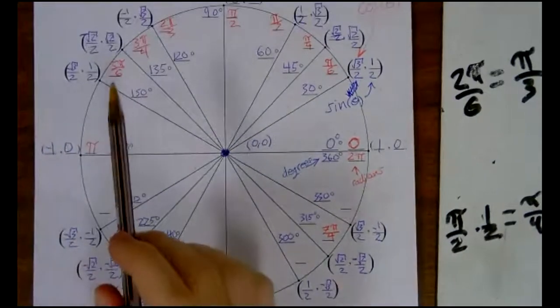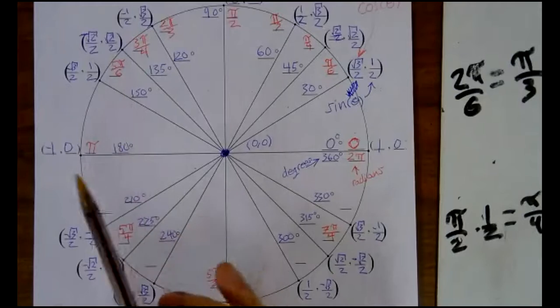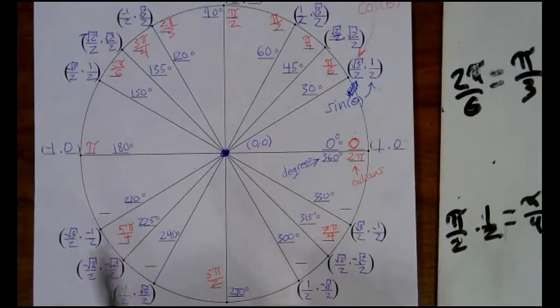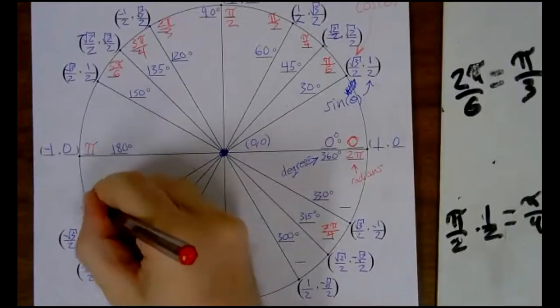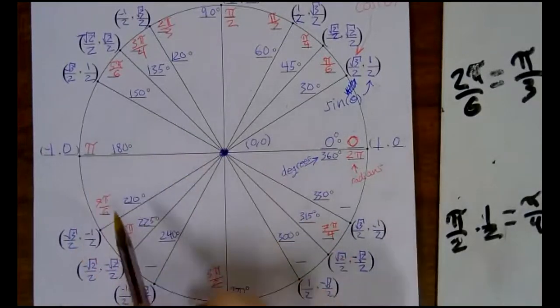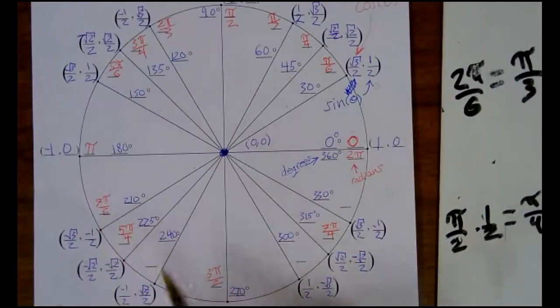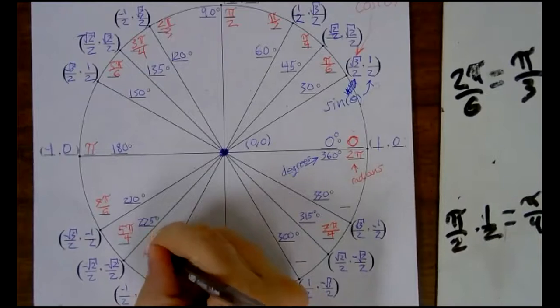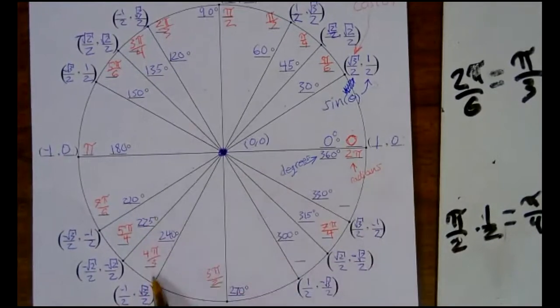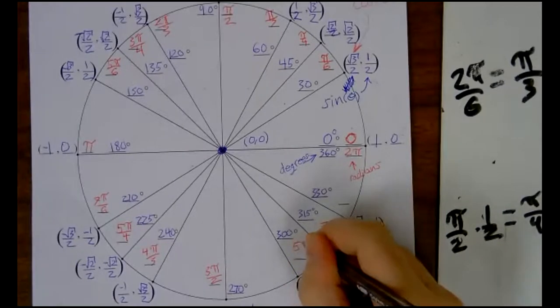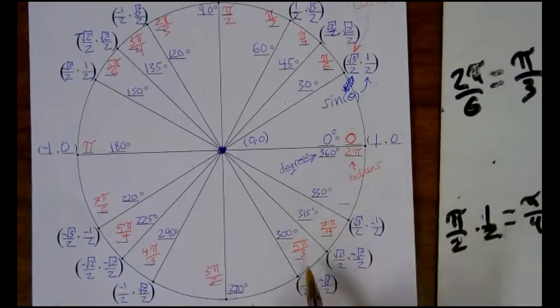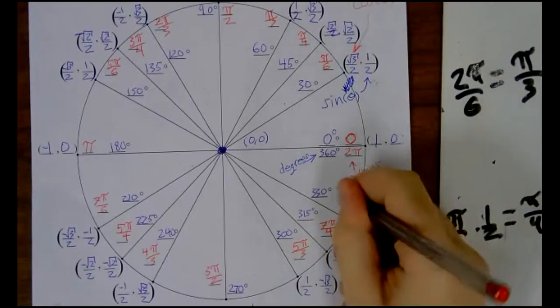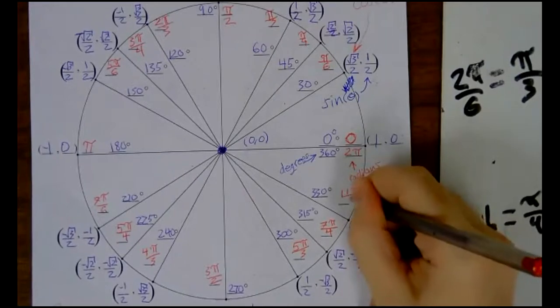Okay. 5 pi over 6. So 5 sixths, 6 sixths, 7 sixths, 7 pi over 6. 8 sixths, which simplifies to 4 pi over 3, 9 sixths, which simplifies to 3 halves, 10 sixths, which simplifies to 5 pi over 3, and then finally 11 sixths. There we go.